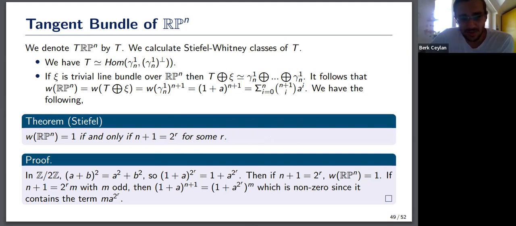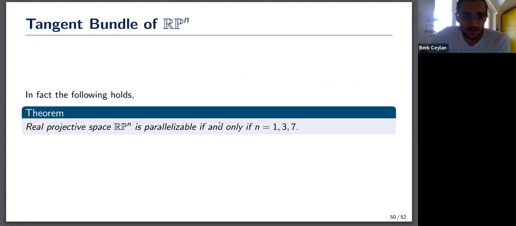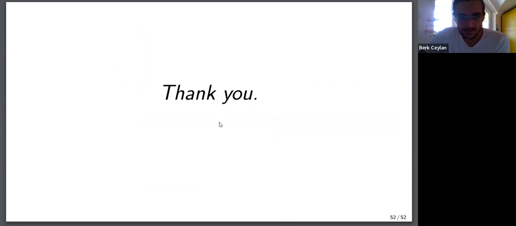And if n plus 1 has an odd factor, then by expanding this, we see the first term is 1, but the second term is n times a^(2^r), and 2^r is less than n. So n times a^(2^r) is non-zero. So the Whitney class should be non-zero. And actually, we have this fact: projective space is parallelizable if and only if n equals 1, 3, or 7. Thank you.